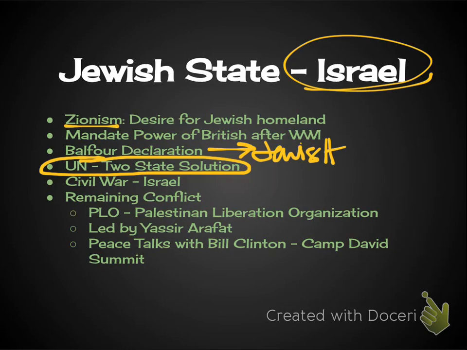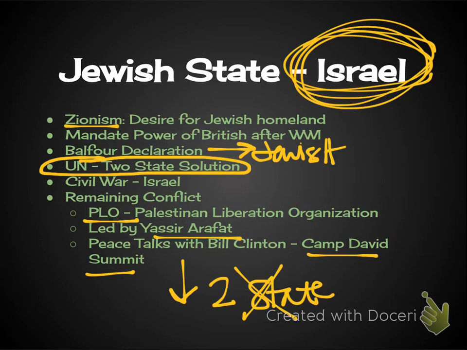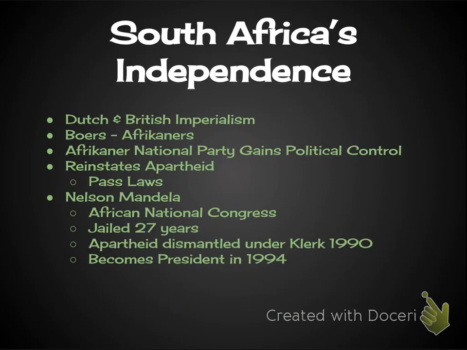You want to know key terms like the PLO and who they are, who it was led by. We want to know that at the Camp David Summit, Bill Clinton almost got them to agree on a two-state solution, and it fell apart. So still today, we only have Israel, and we have a lot of humanitarian issues with the treatment of Palestinians. So, controversial topics in today's history.